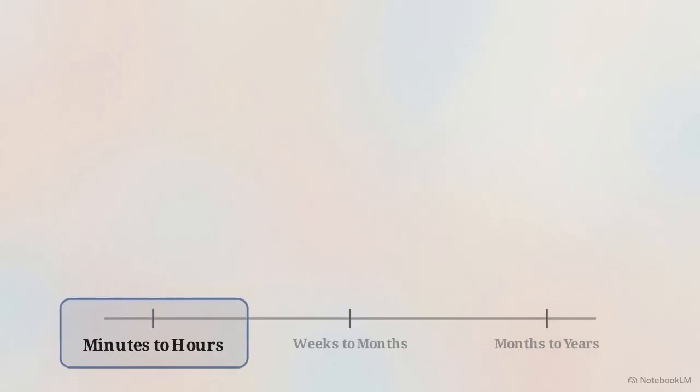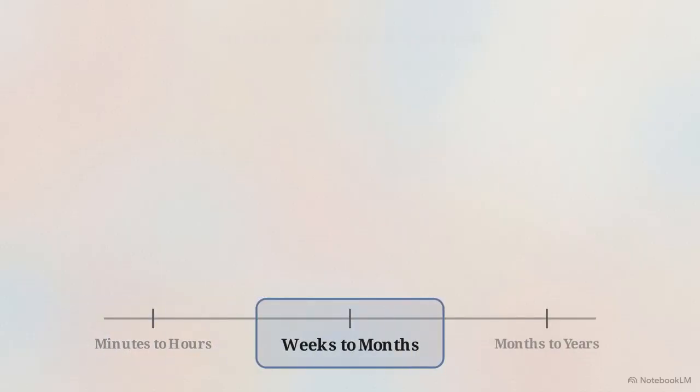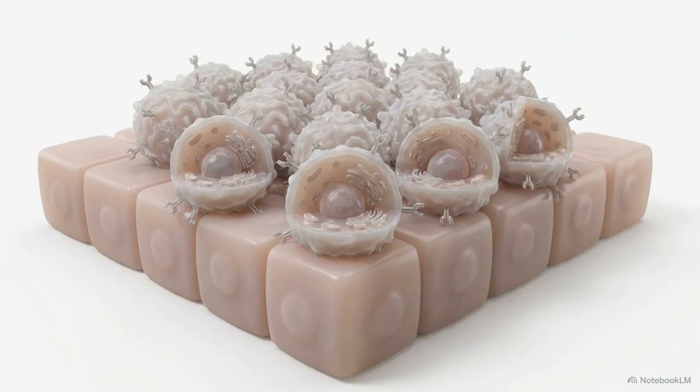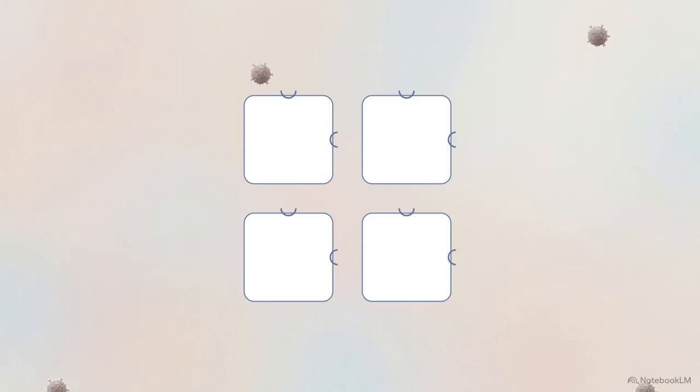The temporal axis then advances to the weeks to months phase, typically peaking within the first 6 months after surgery. Acute cellular rejection is a type 4 hypersensitivity reaction, which is distinct from the antibody-driven hyperacute phase. In this mechanism, recipient CD8-positive T cells aggressively infiltrate the interstitial space to attack donor MHC molecules.